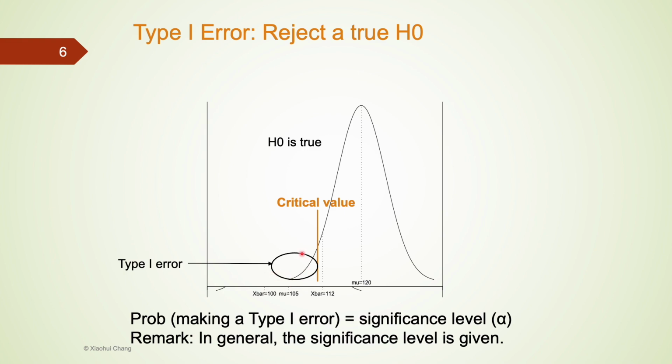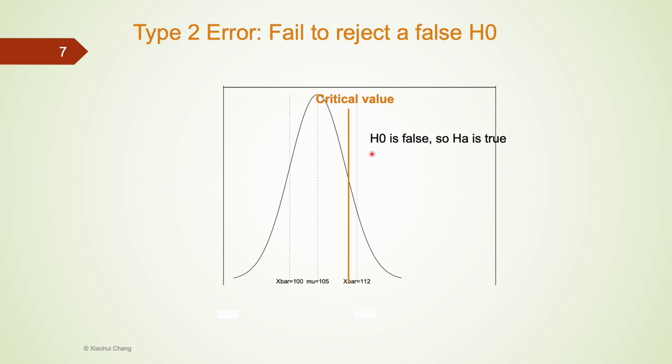Type 1 error happens for the lower tailed corner of the curve, and the probability of making type 1 error is actually the significance level alpha we have discussed earlier. When we work on a problem, when alpha is given to be 5%, this actually means we are allowed to make type 1 error up to 5% of the time. Type 2 errors happen for false null hypotheses. We have to assume null is false, so that means alternative is true.